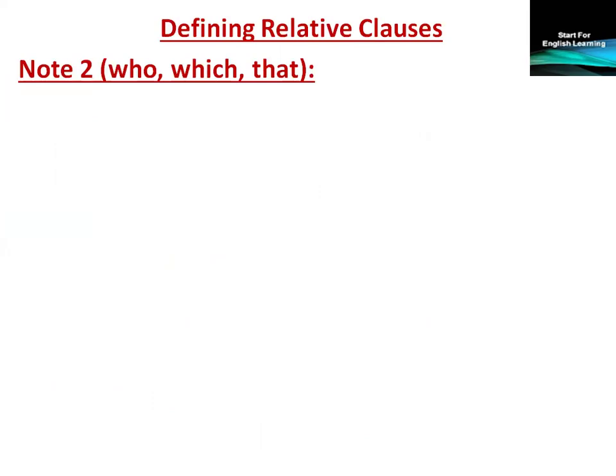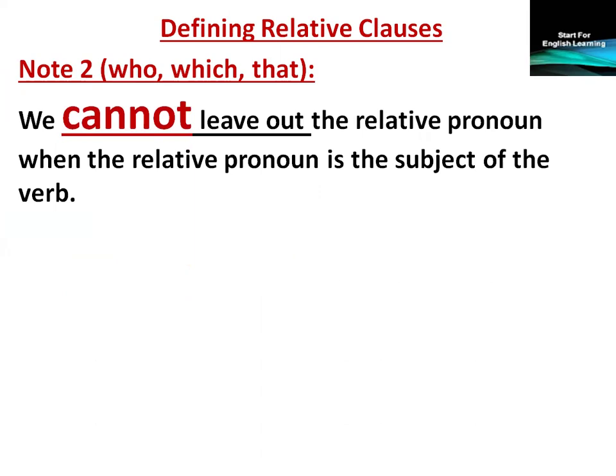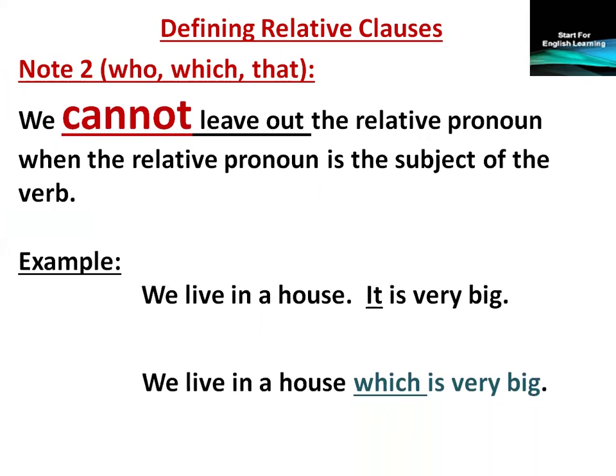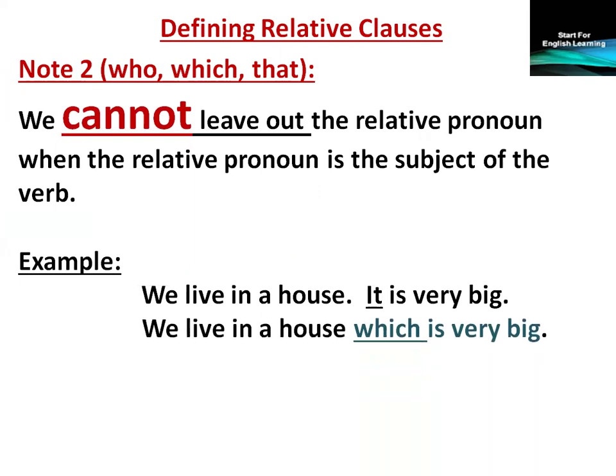Note 2: with who, which, and that. We cannot leave out the relative pronoun when the relative pronoun is the subject of the verb. Example: we live in a house. It is very big. We live in a house which is very big. We cannot remove which because it replaces a subject.